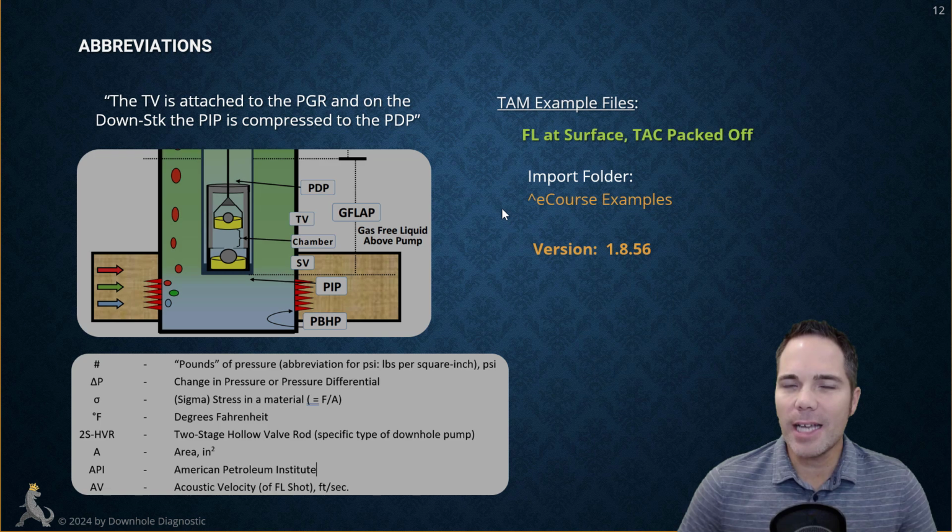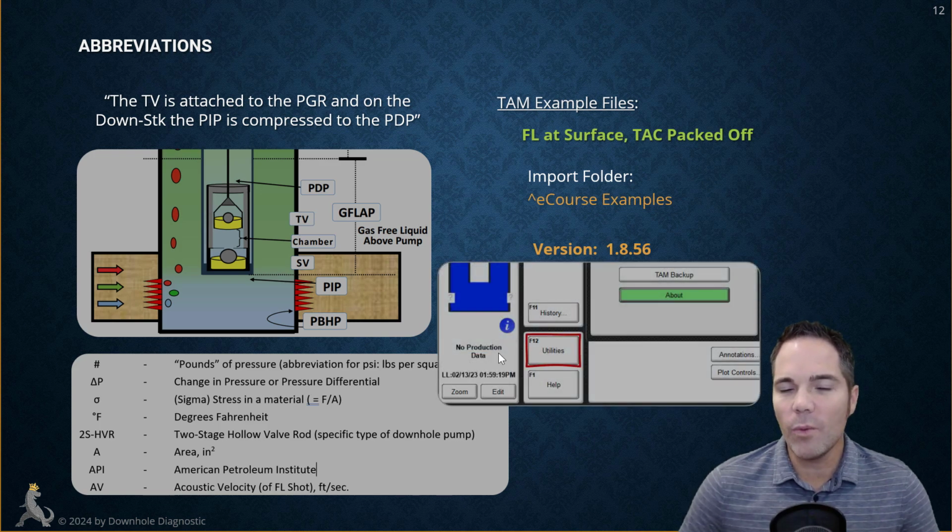And some of the examples that are included in this course were recorded with version 1.8.56. Many of them were recorded with an older version of the software. But if you're trying to open up some of the examples and they won't open, it's probably because you have a version of the software that was before this. Now, as I'm recording right now, at the end of 2024, TAM 1.9 is out. So if you have version 1.9 or anything later than that, you should be fine to open up these example files right here. If you don't know what version of the software you have, if you open up TAM and click Utilities, a box pops out and you click About.